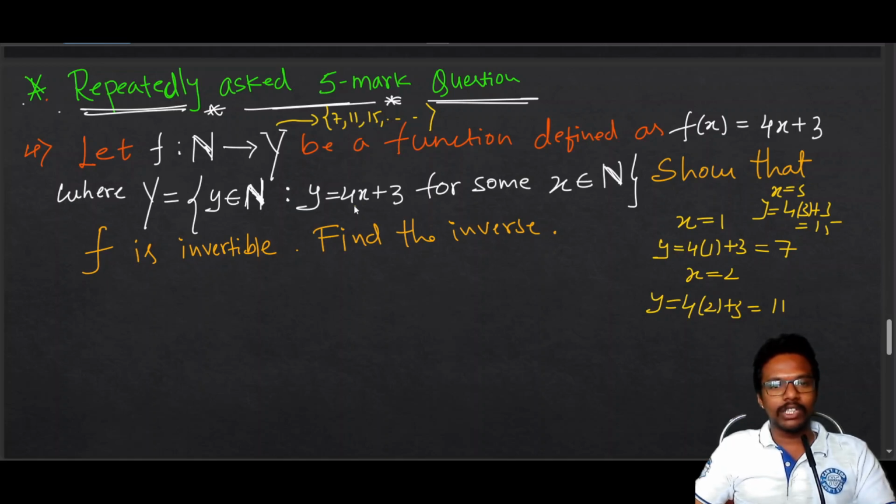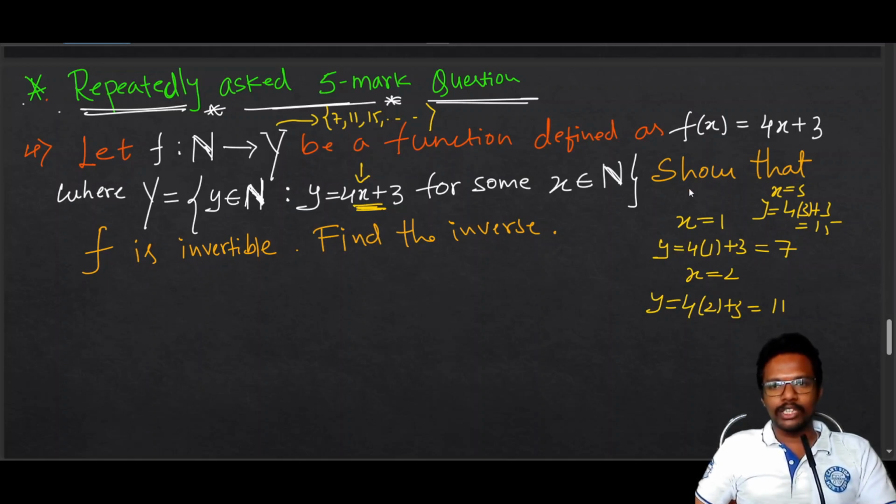Whichever numbers we get after solving 4x plus 3 are the values present in this capital Y. I hope you understood this codomain Y. This codomain Y contains only the numbers which satisfy 4x plus 3 after substituting x values. Whatever outputs 4x plus 3 produces, those numbers are present in Y.